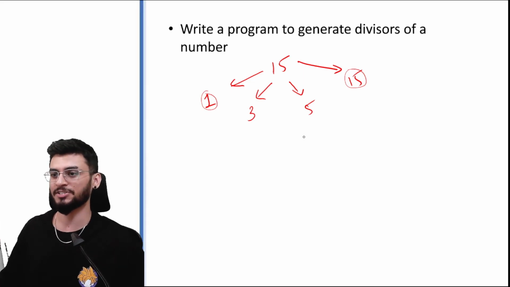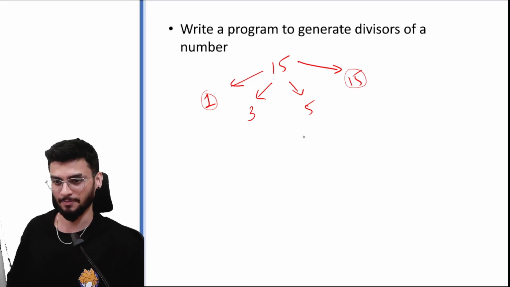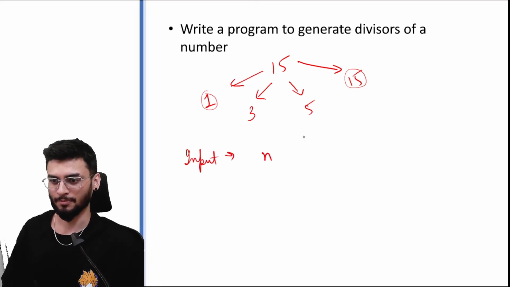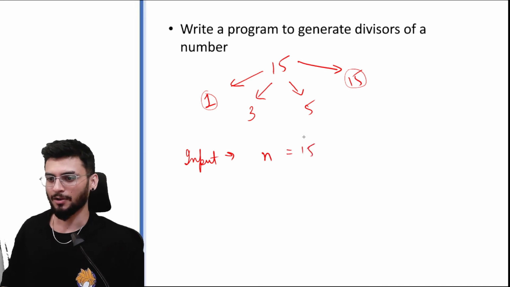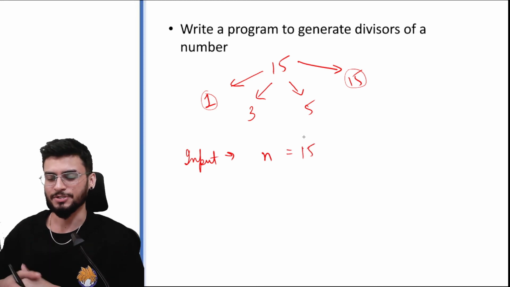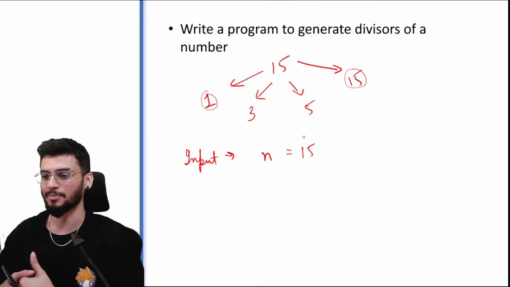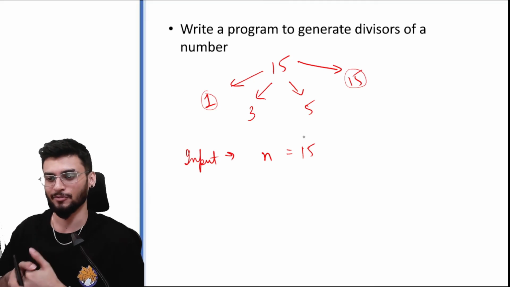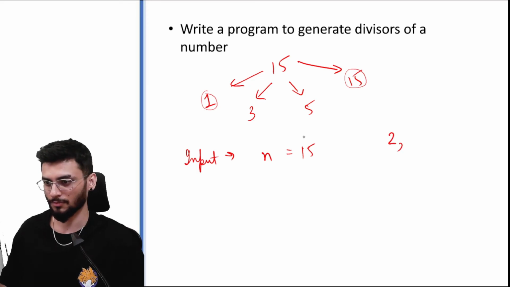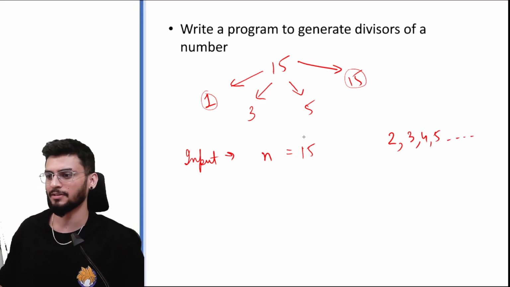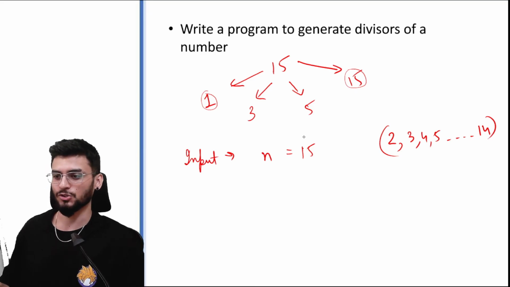So for this program, we'll be generating divisors of any number. Let's take an example of 15. So the input from the user will be n. Let's take the example of 15. So in a very simple logic, in order to find out the divisors for any number, we start by dividing from 2, 3, 4, 5 till the number itself, or maybe one less than the number till 14. So if I start dividing 15 by each of these numbers, I can find out what the divisor is.